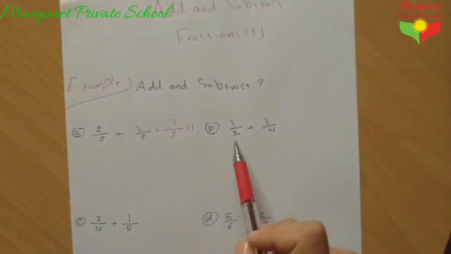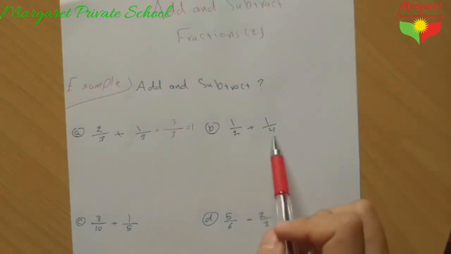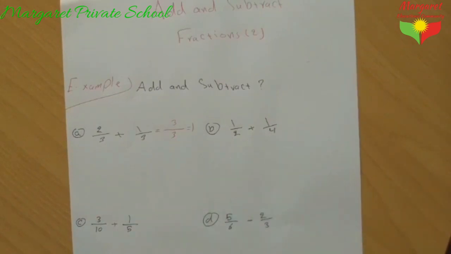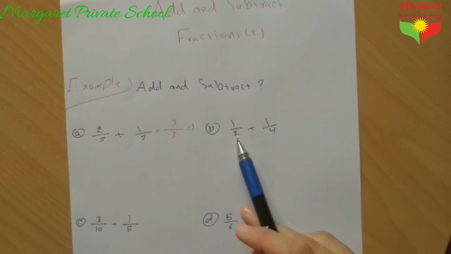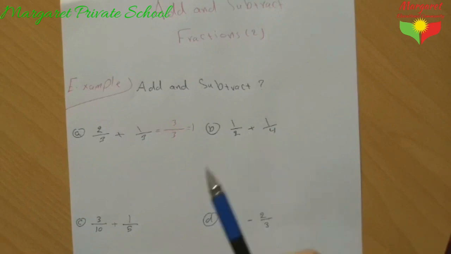Look, we don't have the same denominator, right? So how do we add two fractions if we don't have the same denominator? By this way, we have the denominator number 2 and the denominator number 4, right? Of course. Which denominator is greater?